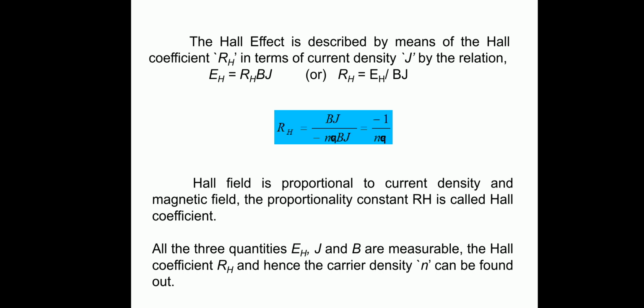If all the three quantities EH, J and B are measurable, then the Hall coefficient RH and hence the carrier density N can be found out. So EH we can measure, B we can measure, and J we can measure. So from this we can determine RH. If we get RH, and we know the value of Q, then we can easily find the carrier concentration N using the equation N is equal to minus 1 by RHQ. This negative sign indicates that our material is an N-type material.